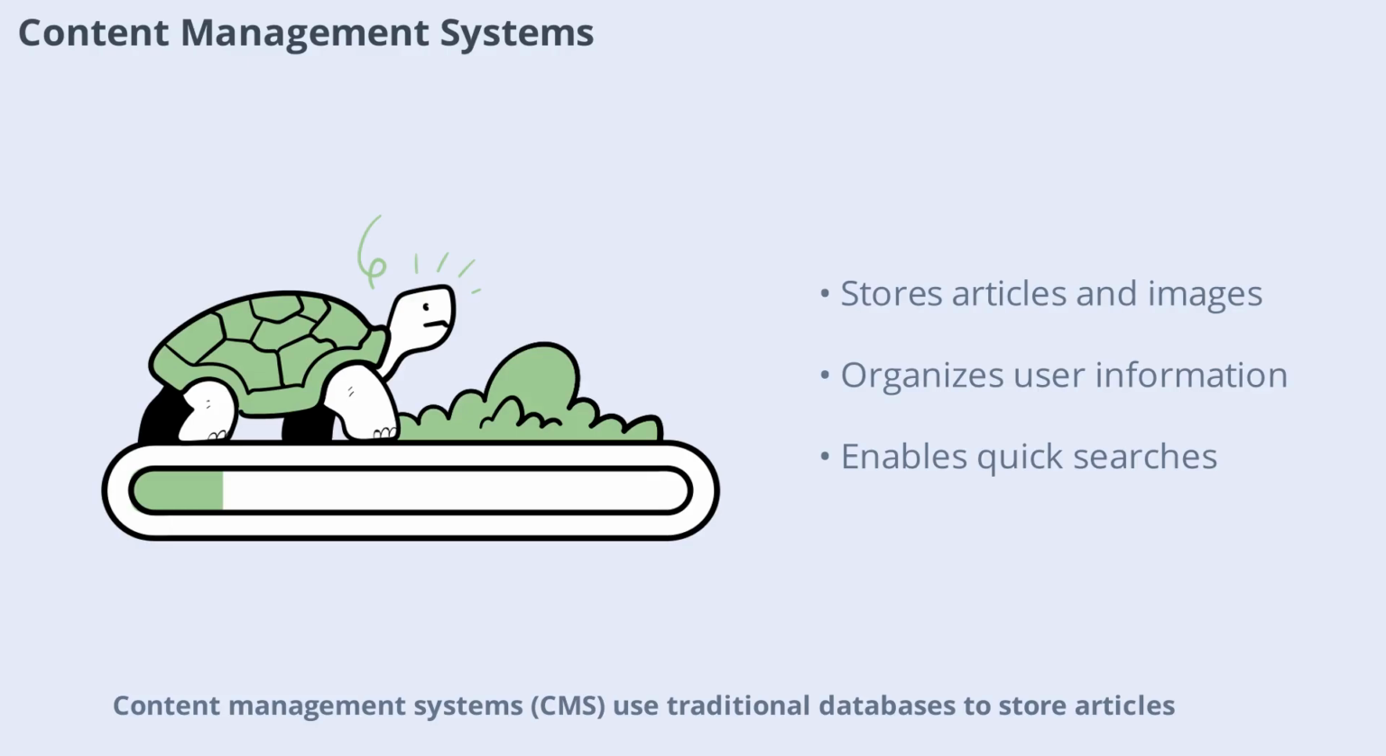Content management systems, CMS, use traditional databases to store articles, images, and user information. The structured format supports efficient organization and retrieval of content. Security and backup features protect valuable data, while indexes and queries enable quick searches. Traditional databases help CMS platforms deliver content to users and manage websites effectively.